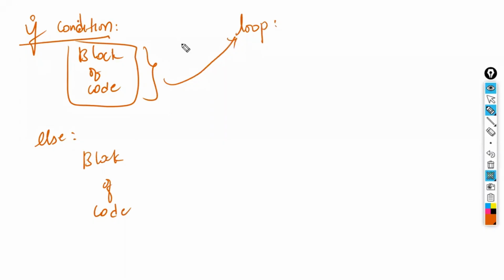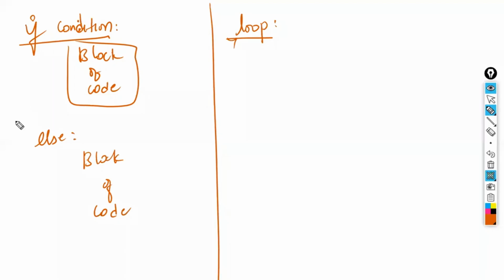Here only one time it will be executed, here multiple times. That is the difference between conditional statement versus loop. In the conditional statements, the block of code will be executed for only one time. Entire block of code one time based on the condition. Even if there is no condition, the entire block will be executed only one time.